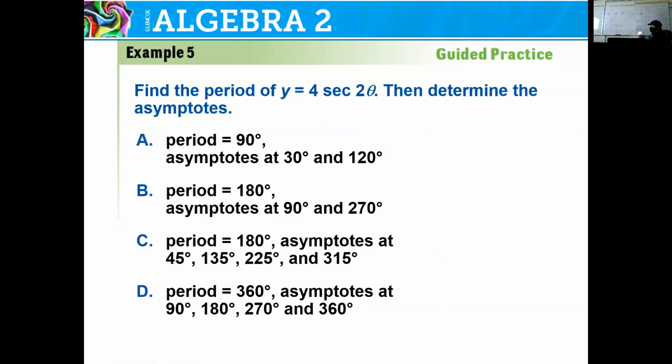Okay, find the period of y equals 4 secant of 2 theta, then determine the asymptotes. So the period, once again, found by taking 360 over the absolute value of b, is going to give you 180 degrees. Okay, the amplitude is 4. It's secant, so it's the reciprocal of cosine. So we should have asymptotes at 45, 135, 225.